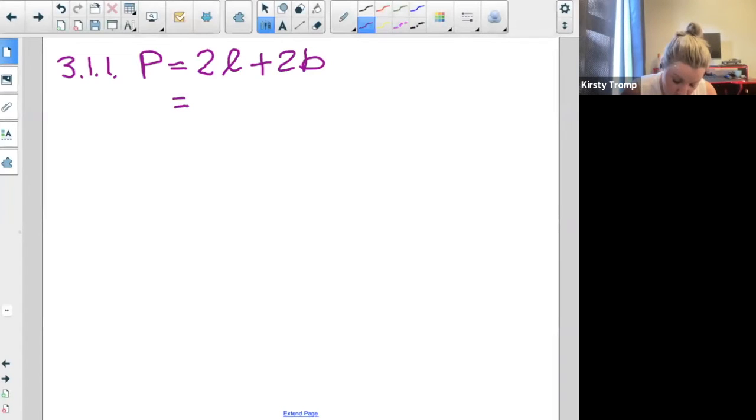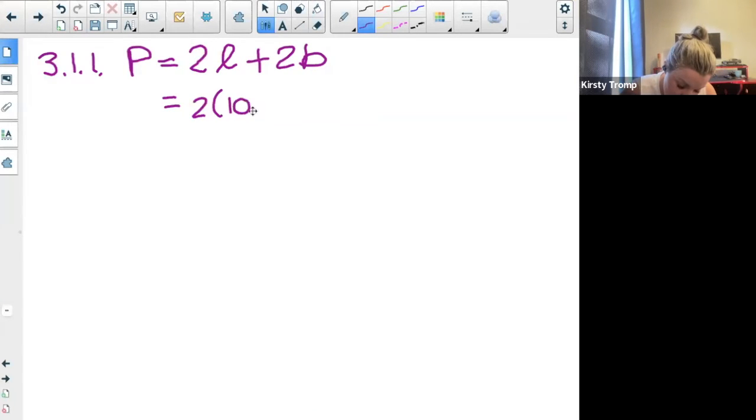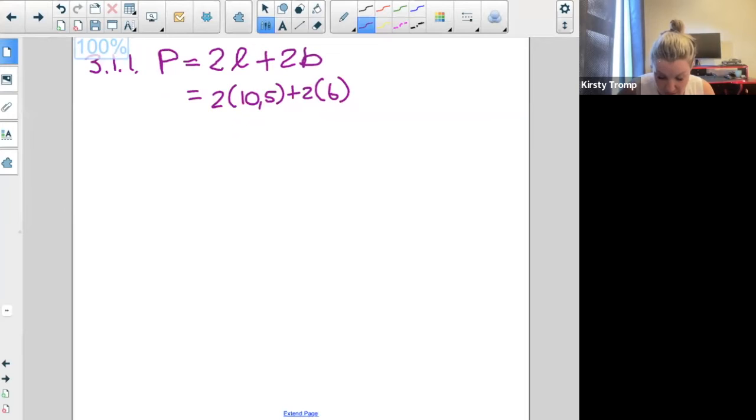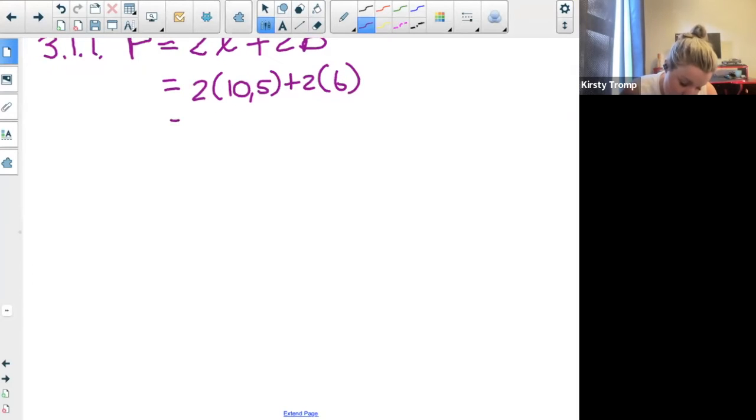So in that drawing, it doesn't really matter which one you use as your length and which one as your breadth, as long as you pick one each. I'm going to say that my length was 10.5 plus 2 open brackets, and say my breadth was 6. Now, guys, I'm trusting you here. My calculator got left behind at school today, so let's see. 2 times 10.5 gives me 21, plus 2 times 6 gives me 12, and 21 plus 12 gives me 33.